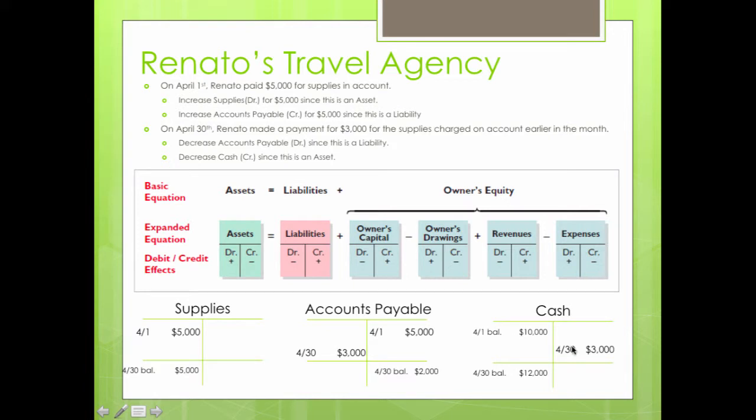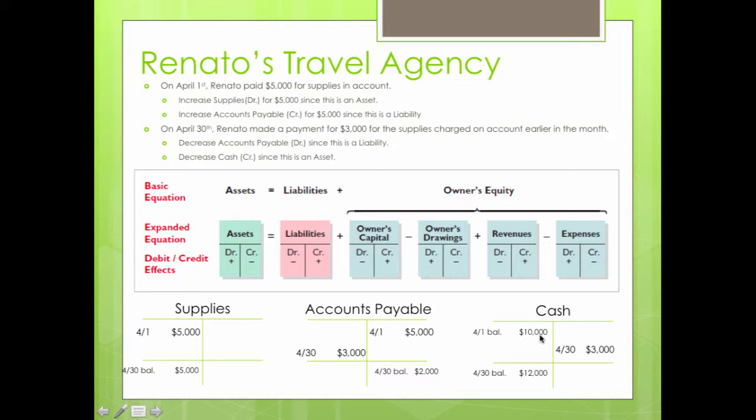So we're going to go over here and we're going to record that as April 30th for $3,000 on the right side in order to decrease it as a credit. Now notice here that there's a statement here that says on April 1st there's a balance for $10,000.